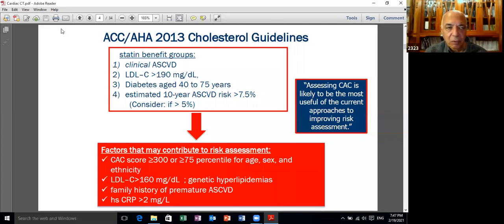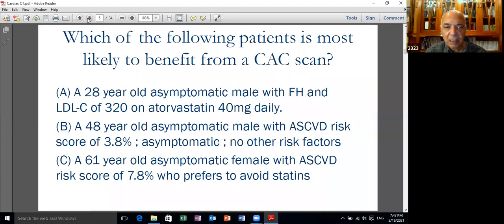So to further discuss the indications of calcium scoring, let's answer this question. Which of the following patients is most likely to benefit from calcium scoring? A, a 28-year-old asymptomatic patient with familial hypercholesterolemia, and FH is not family history, it's familial hypercholesterolemia, and LDL cholesterol is 320 on atorvastatin 40 milligrams daily.